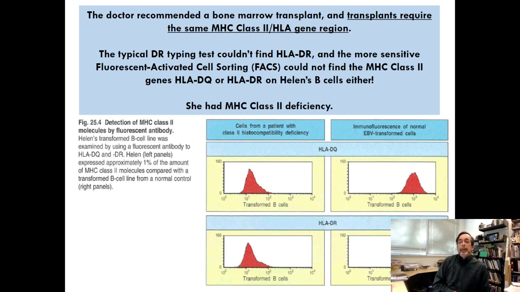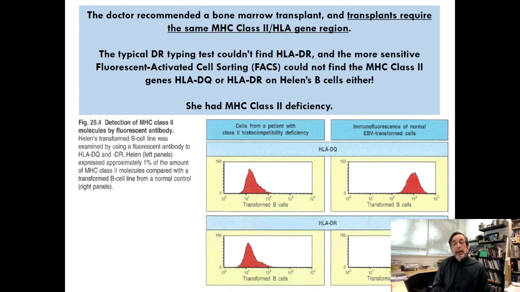Okay, remember that there's three different MHC class 2s, DQ, DR, and DP, and you get 2 copies of each, one from your mother, one from your father. So you can have a maximum of 6 different ones. They have a way of typing which type of DR you have, which type of DP you have. They did the typical test, looking for which kind of DR you have, and the answer came up 0. It's not that you have a particular type of DR, it's that you don't have any DR at all.